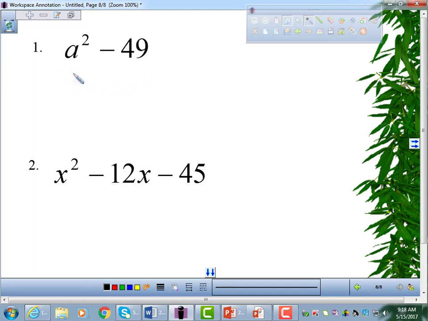So since these are two terms, it will either be difference of squares, sum of cubes, or difference of cubes. A squared is the hint, and 7 squared is the hint. This is difference of squares. So a squared minus 7 squared, difference of squares.